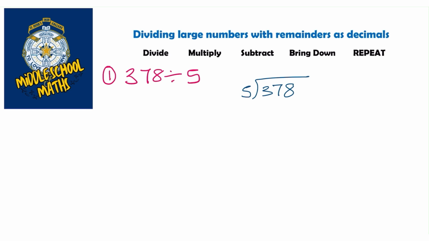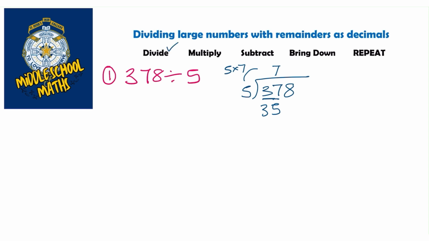So first we ask ourselves, how many times does 5 go into 3? We know that that doesn't work, so we automatically look at the 2 digits. So how many times does 5 go into 37? We know using our times tables that 5 times 7 is 35. So our 7 goes on top of the 7 and we put 35 underneath. Now just as a reminder, I'll put 5 times 7 up there so that you know where it comes from.